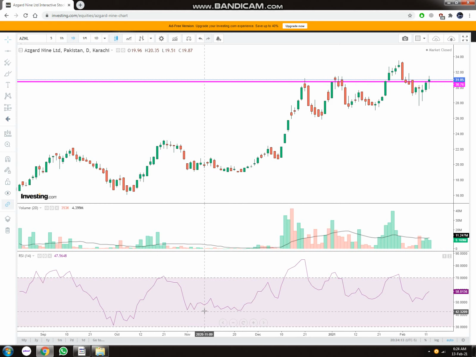Now at this level, you can see that this is a bit of a side trend. In a side trend, as I've also explained in my previous video, you'll have to plot your own overbought and oversold areas. In this case, you can see that the 42 level is the oversold area, so plot this as the oversold area. The trend is a side trend in this case, as you can see at these levels.